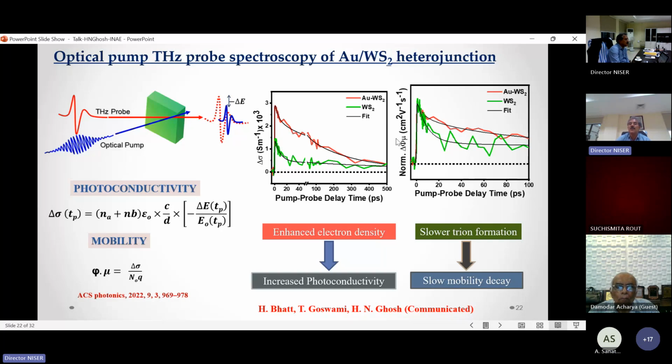And at the same time, when you normalize the mobility decay, we could easily find that the mobility decay of the gold WS2 system is much slower, because it's a three-body system. So if you create trions in this kind of heterojunction, it takes longer time to go to the devices. So this is actually not great for things. So we followed this equation, we determined both photoconductivity and mobility, and that's what we have published here.